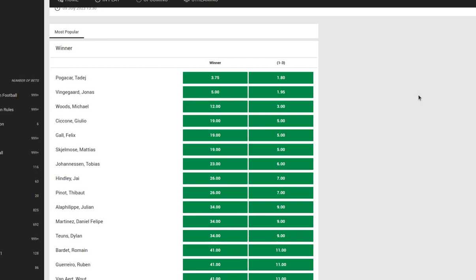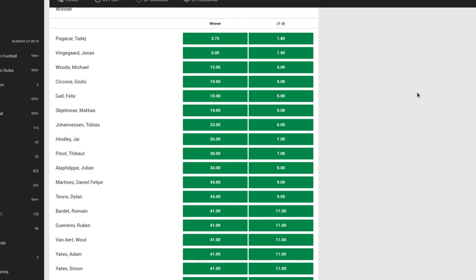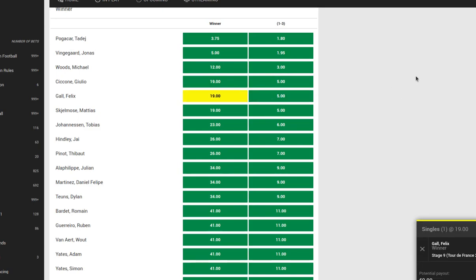Skjelmose, also dropping out of GC contention, will for sure try to go in the breakaways. Johannessen, now Hindley, that's I think small odds for him. I don't see him doing that well. Pinot also for the breakaway. So we see that the bookmakers also think that the breakaway has a nice chance of succeeding tomorrow. I think I agree with them, and I think that this is a stage for someone like Felix Gall. So if I was a betting man, then I would for sure try with him tomorrow.